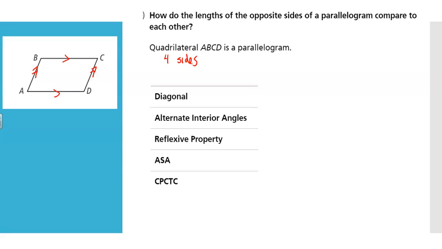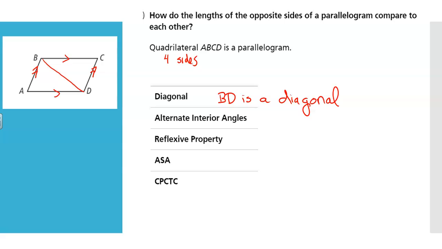All right, so I want to draw a diagonal here. A diagonal just goes from opposite corner to opposite corner. So BD is a diagonal. And you know that the diagonal is just a line segment, and a line segment can be made between any 2 points. So that's what we're going to do here.